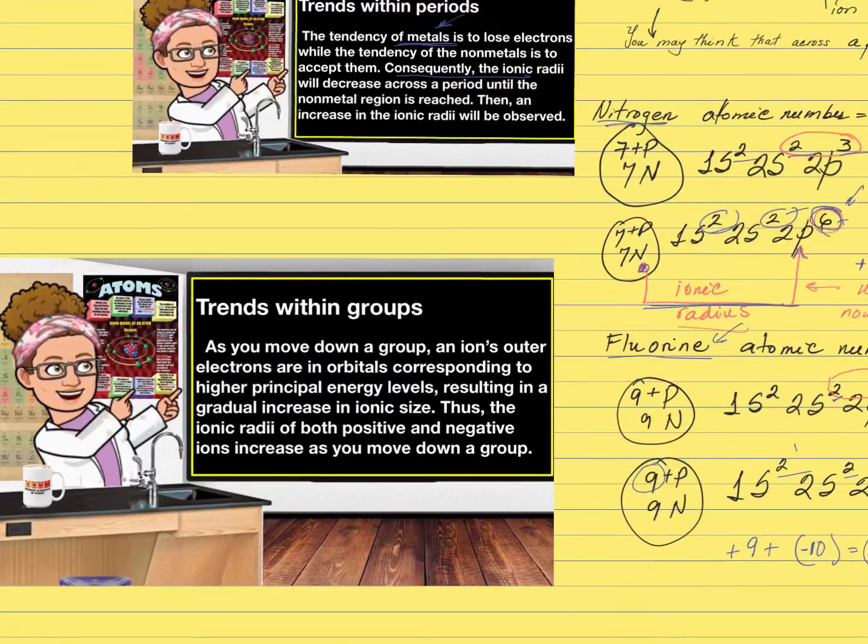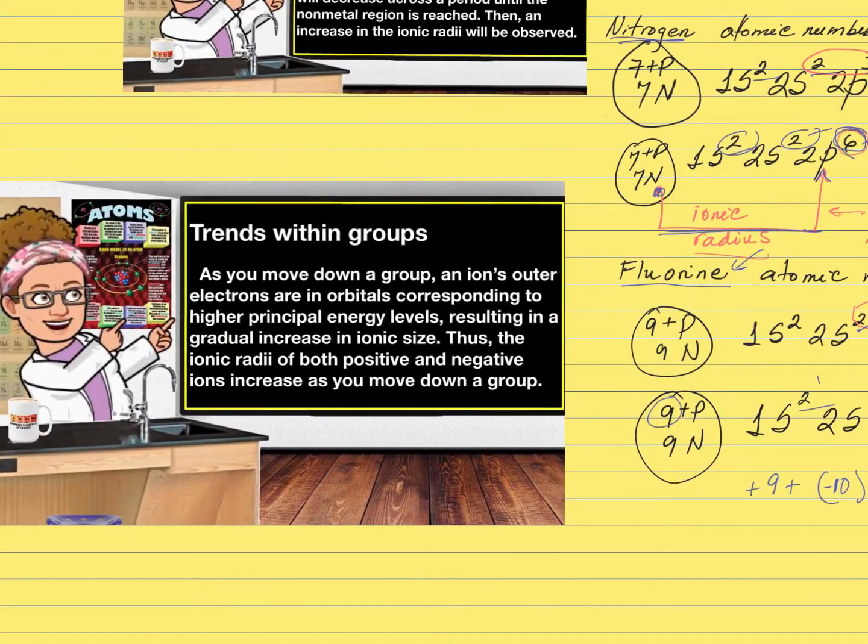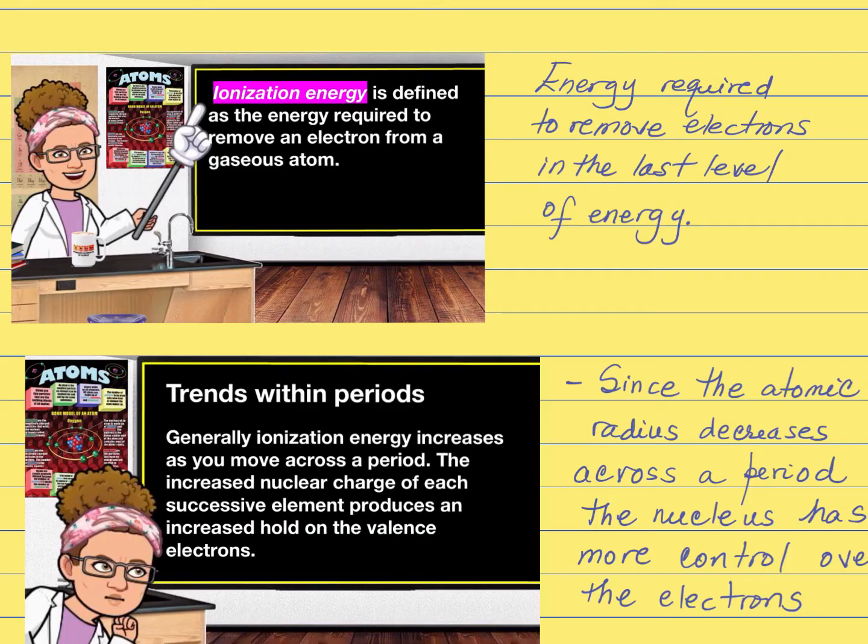Mírame, what's going to happen in the group? Since when you go down a group you are increasing the level of energy, it doesn't matter how many electrons you're losing or gaining, it still is going to increase because you have more levels of energy. Okay, now we're going to continue with the ionization energy.